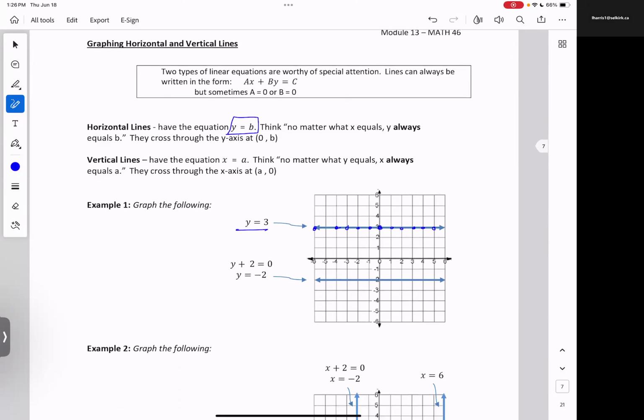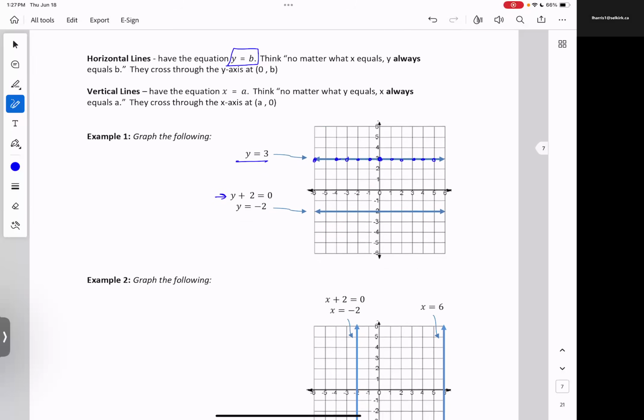Okay, in the next example here, we've got y plus 2 equals 0, so you need to solve for y. That gives you y equals negative 2. So no matter what x is, y is negative 2, giving you that horizontal line.